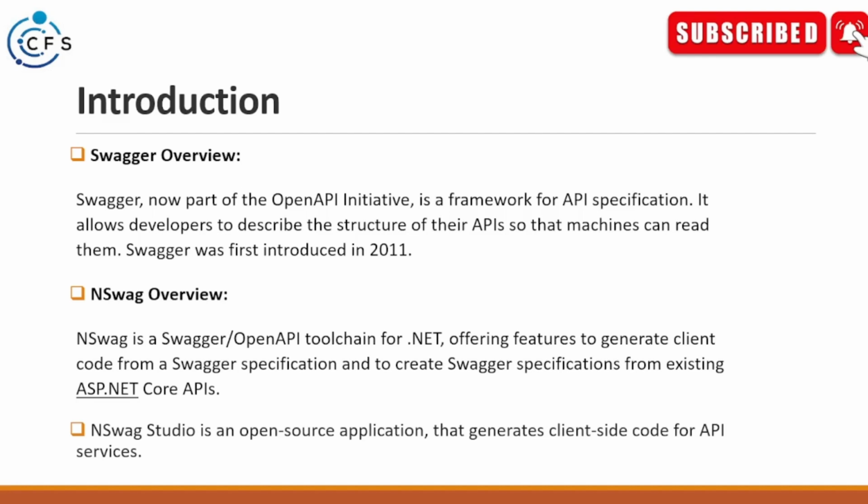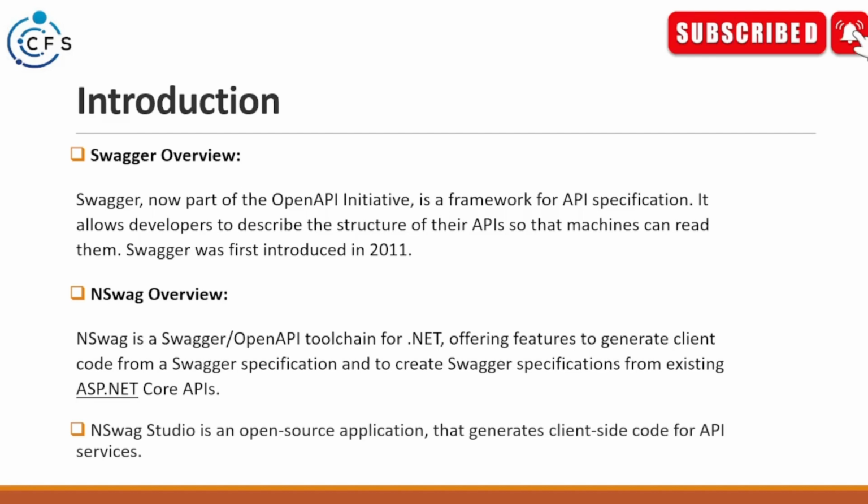Here we will see, as part of the introduction, the Swagger overview. Swagger, now part of the OpenAPI Initiative, is a framework for API specification. It allows developers to describe the structure of their API so that machines can read them. Swagger was first introduced in 2011.